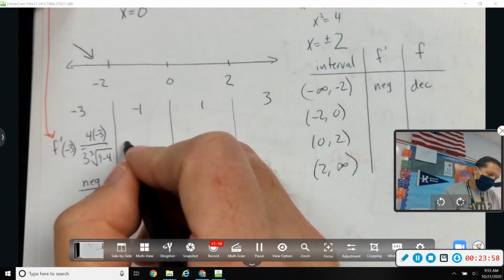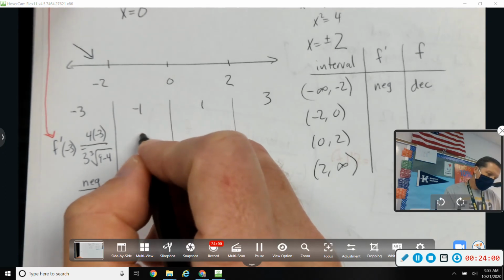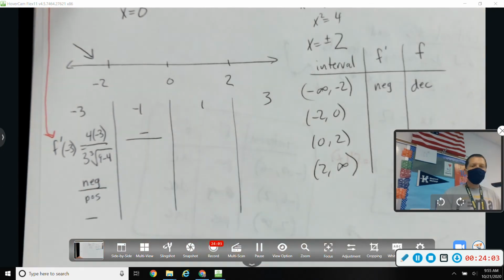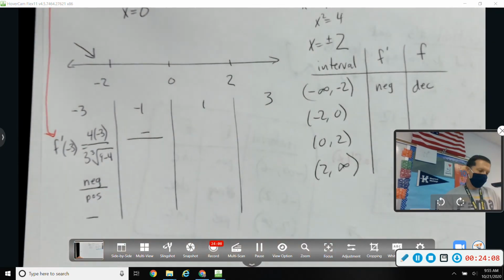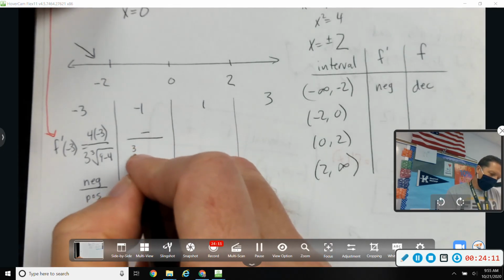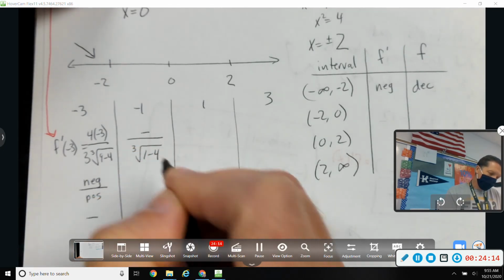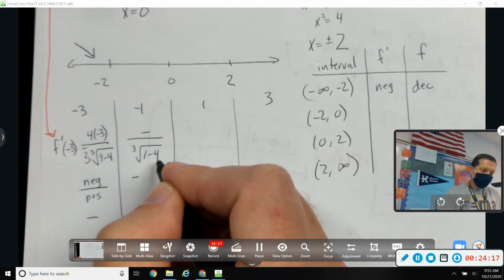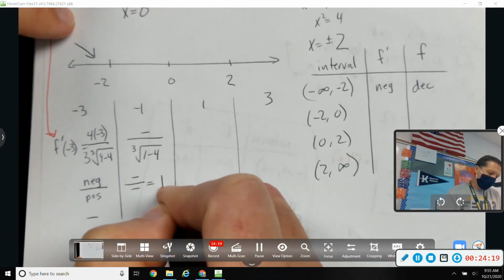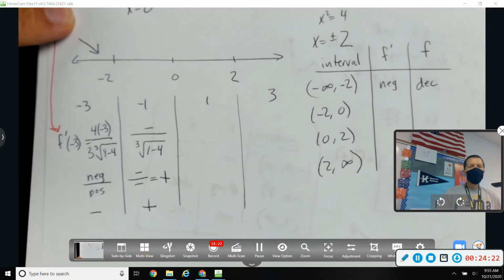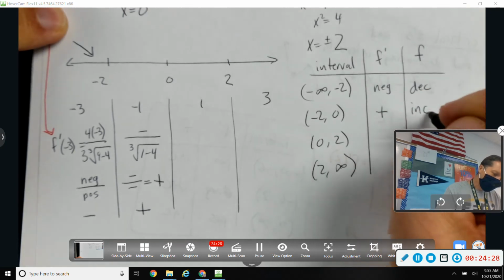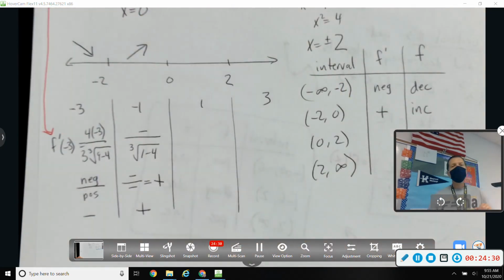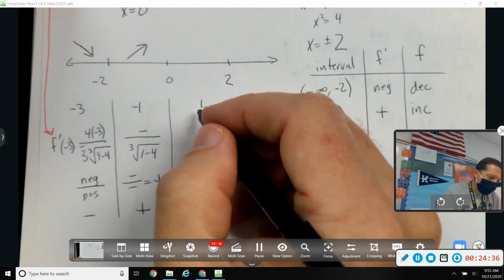If I plug in -1, I'm going to get shorthand here. I'll get a negative in the top. The 3 doesn't really matter because it's positive, so I don't have to worry about it. The cube root of, better be careful here, 1 minus 4. So I don't have to worry about the details of that, but negative over negative is positive. So f prime is positive. That means f is increasing. I think I just found a minimum right there, but let's keep going. We'll figure that out at the end.